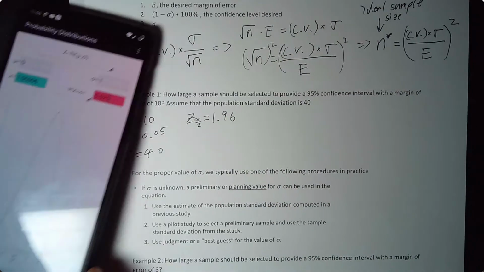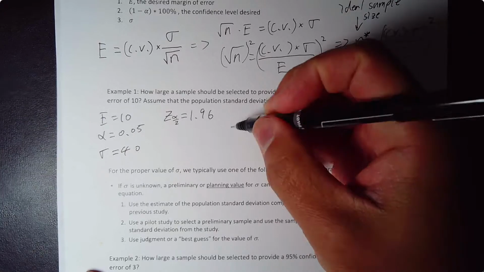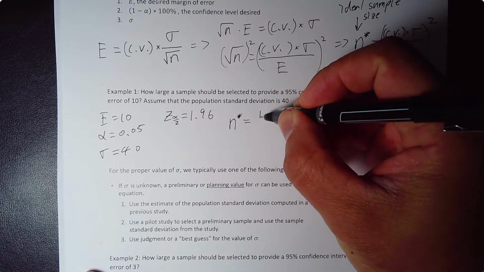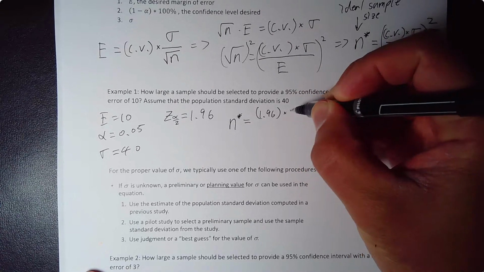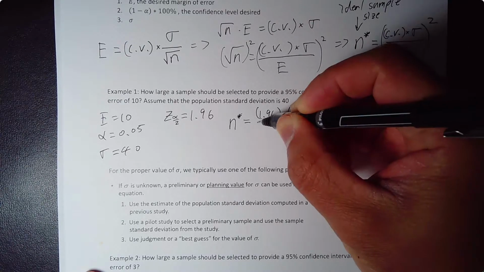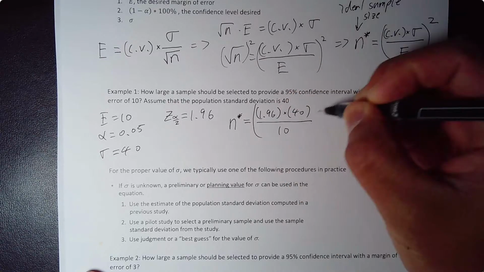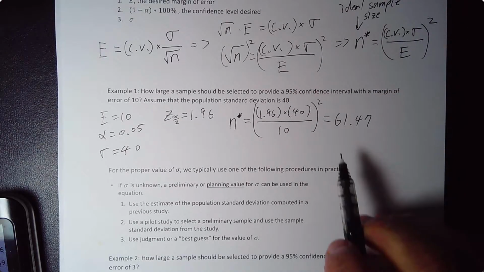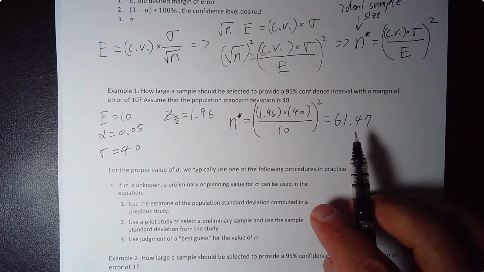Now I have all that, so let me go ahead and plug it in. n star equals 1.96 times sigma 40, all over 10, all squared. Put that in the calculator, and you'll get 61.47.